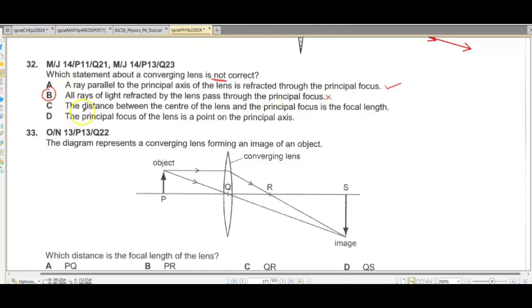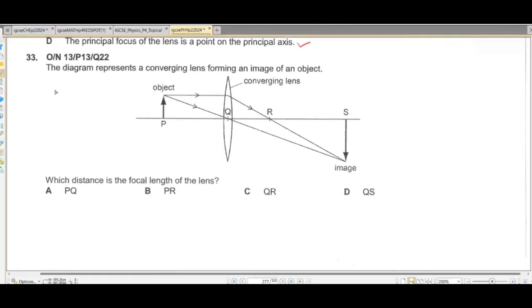Let's look at the other options as well. The distance between the center of the lens and the principal focus is the focal length, so this is correct as well. The principal focus of the lens is a point on the principal axis. This is correct as well. So B is the correct option, which is actually the statement that is not correct.